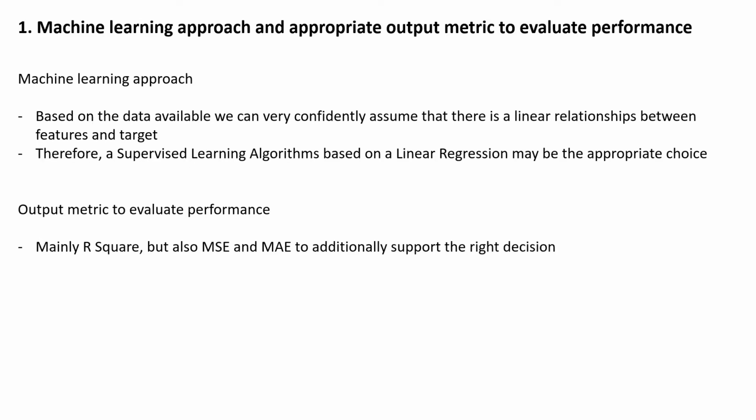The first step to achieve the wished outputs was to define the right machine learning approach and also to define the appropriate output metric to evaluate performance. For the machine learning approach, based on the data available, we can very confidently assume that there is a linear relationship between features and target. Therefore, a supervised learning algorithm based on a linear regression may be the appropriate choice.